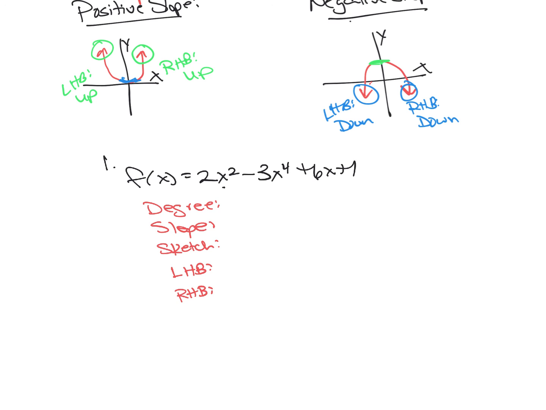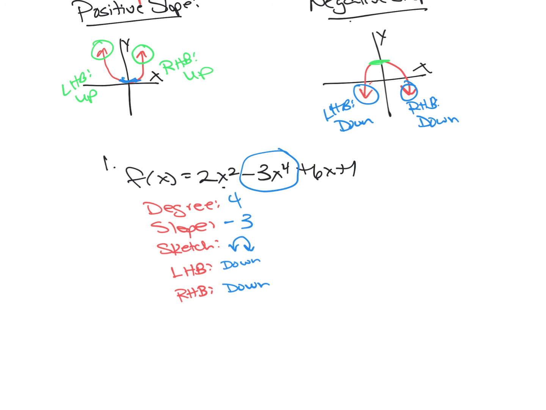Okay, and so the degree of the polynomial is 4. Our slope is -3. So we're going to sketch out a graph. It's an upside down U, right? Again, if I was to put this in standard form, you would have -3x to the power of 4 plus 2x squared plus 6x plus 1, right? And so our left hand behavior is going down, and our right hand behavior is going down.